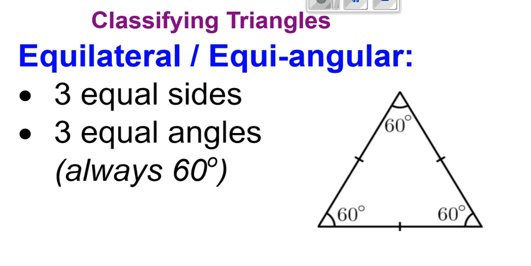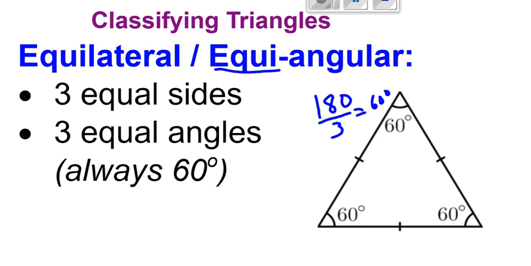All right, classifying triangles. Equilateral, equiangular, means it has 3 equal sides and 3 equal angles. Also important to note that the angles of an equilateral triangle are always going to be 60 degrees. The reason that is, if all of the angles have to add to 180, and equiangular means all the angles have to be equal to each other, if I divide 180 by 3, that gives me my 60 degrees. So it's a very special triangle, has equal sides and equal angles.